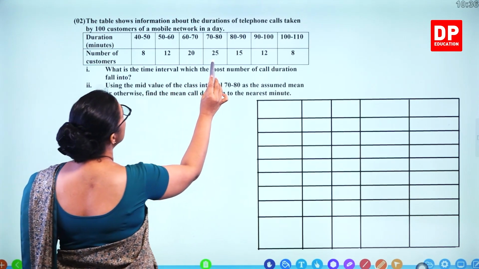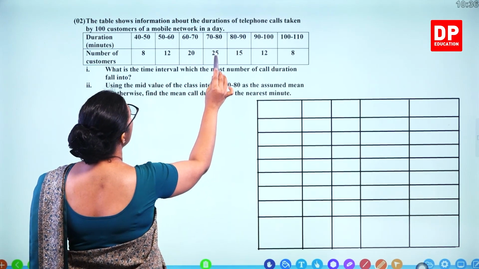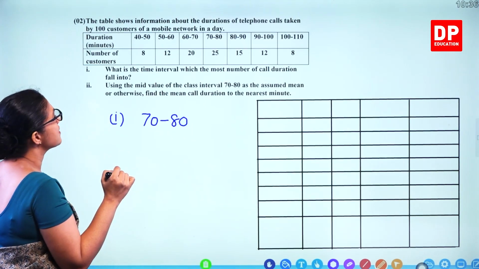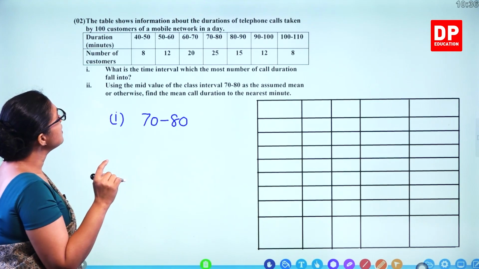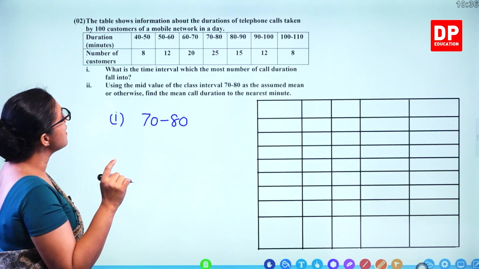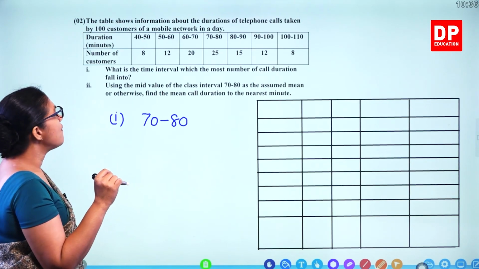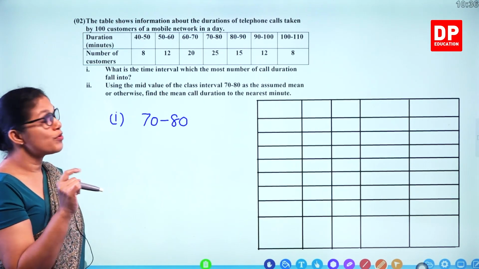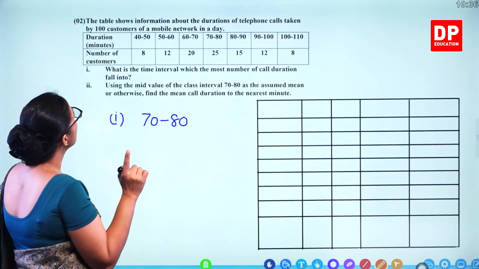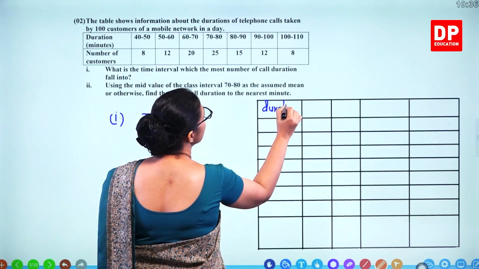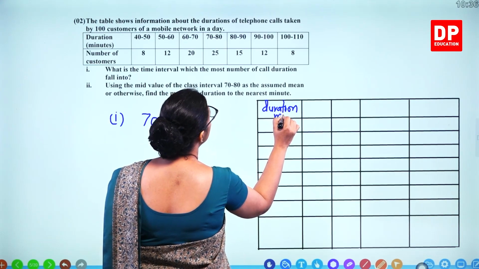So look at this row, 25. So 70 to 80 is the modal class. Then using the mid value of the class interval 70 to 80 as the assumed mean, or otherwise, find the mean call duration to the nearest minute. So you can write down this is duration in minutes.